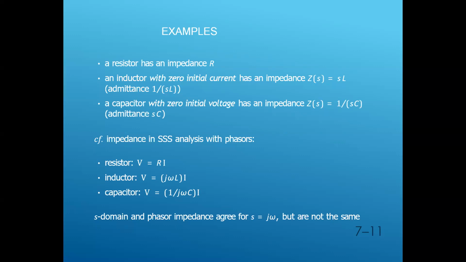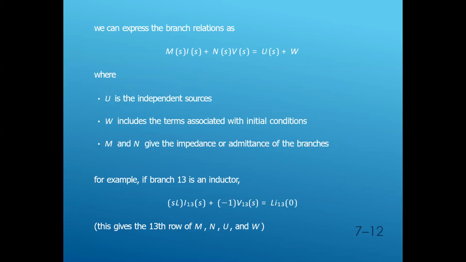Impedance in s-domain analysis compared with the phasors. Resistor V equal to R I. Inductor V equal to j omega L I. Capacitor V equal to I into 1 by j omega C. The s-domain and phasor impedances agree for s equal to j omega, but are not the same.